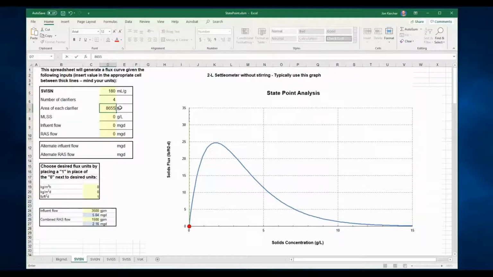If we remember our geometry, our square footage is just pi times the radius squared. We'll need to know our mixed liquor. Mixed liquor concentration today was about 3,000 milligrams per liter. These units are not in milligrams per liter, they're in grams per liter. So 3,000 milligrams per liter is 3 grams per liter. If I had a 2800 mixed liquor, I'd have a 2.8. So you can kind of see how that's going to play.